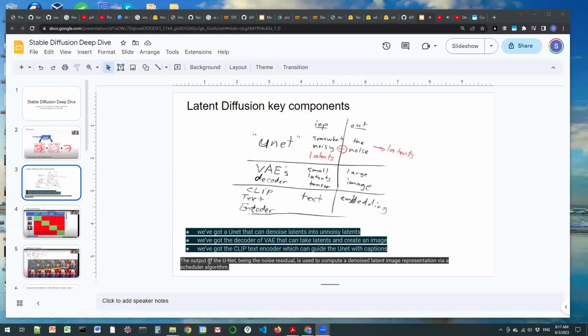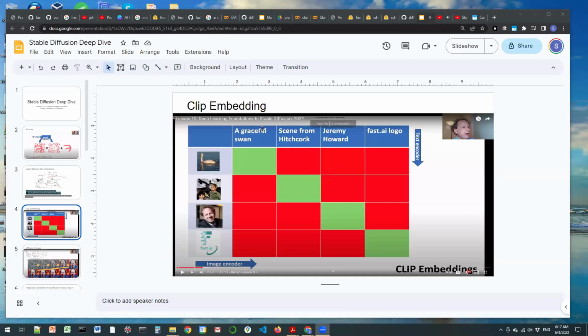And as I mentioned, the output of the unit, which is often referred to as the noise residual, is what is used to compute a denoised latent image representation, and that's done via a scheduler algorithm. Okay, and again, it's kind of a lot of words, but we'll see the details in a little bit. The clip embedding is trained through this contrastive loss.